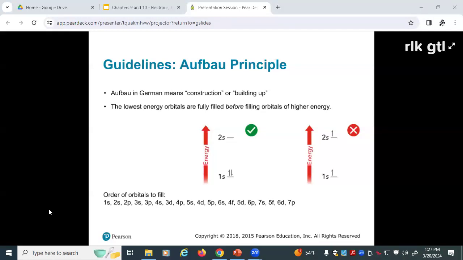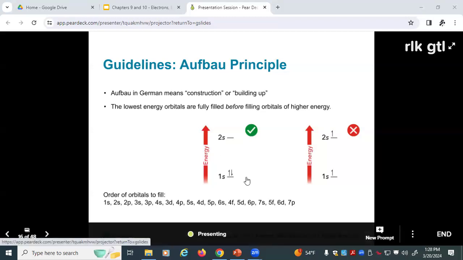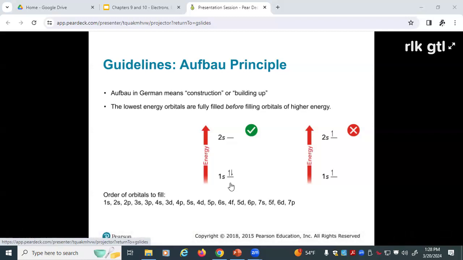But the general idea behind the Aufbau principle is we want to fill our orbitals from lowest energy to highest energy. And so we don't put electrons in that next energy level or in that next sublevel until we fill up the lower energy one first. So this configuration on the right doesn't make any sense because this electron is way higher in energy than it needs to be. We'd want to see both of those electrons in that 1s orbital first.